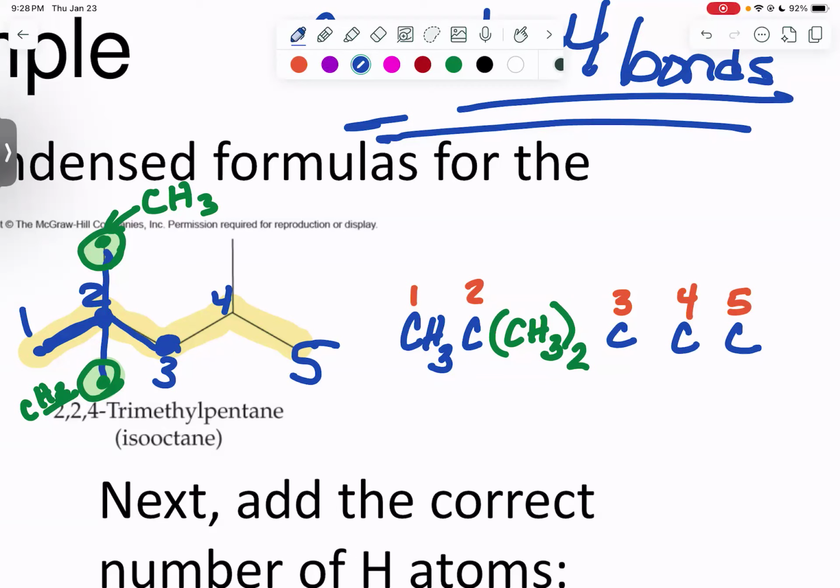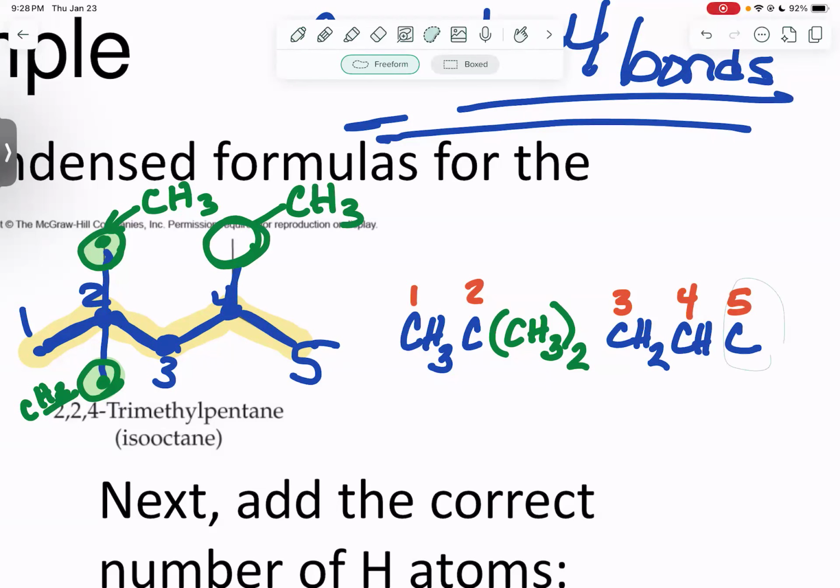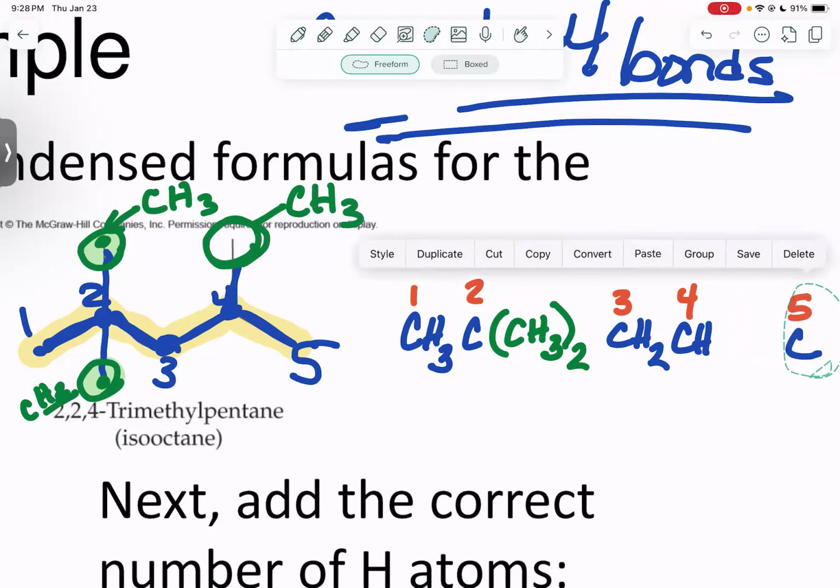Okay, so then let's go on to carbon number 3. Carbon number 3 has 1, 2 bonds, so it needs 2 hydrogens. So I'm just going to write CH2. I get to carbon number 4. It has 1, 2, 3 bonds, so it needs 1 hydrogen. But I can't forget that I also have this substituent that's a CH3. So I'm going to have to squeeze that in there coming off of carbon 4.